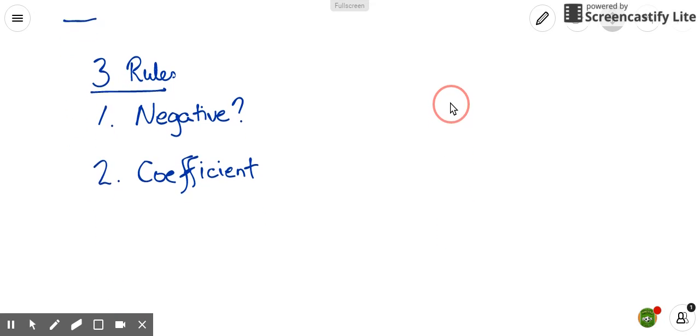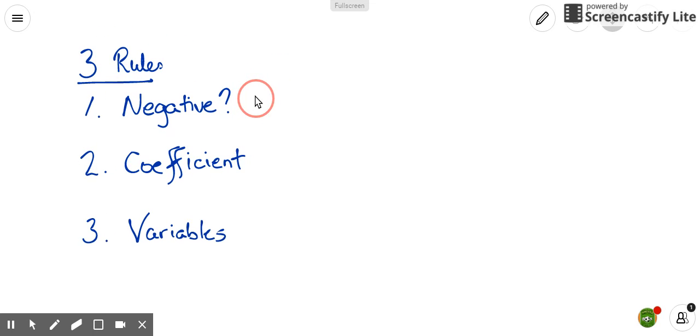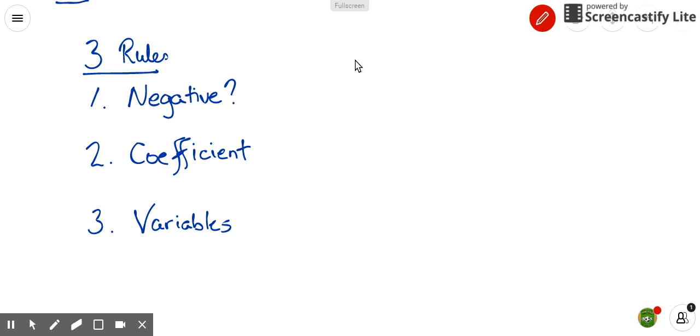So let's come up with some basic rules here. There are 3 basic rules. First of all, you're going to look and ask yourself, is it worthwhile for us to take out a negative? Now, there are different approaches to this. Generally, the approach that I use is that if I lead with a negative, then take it out. And you'll see in the next example where I'll do that.